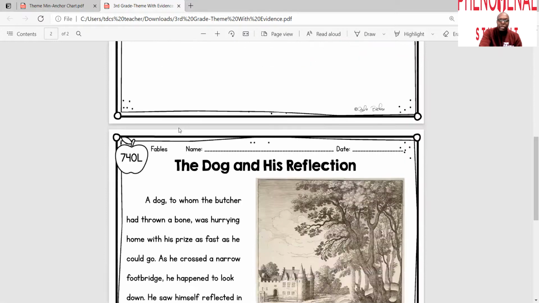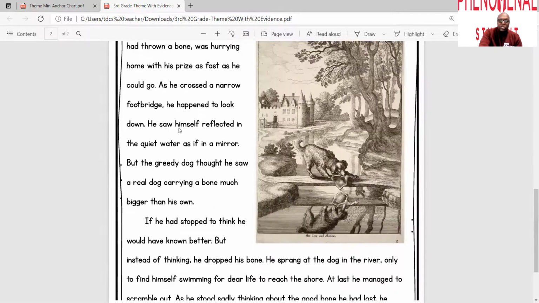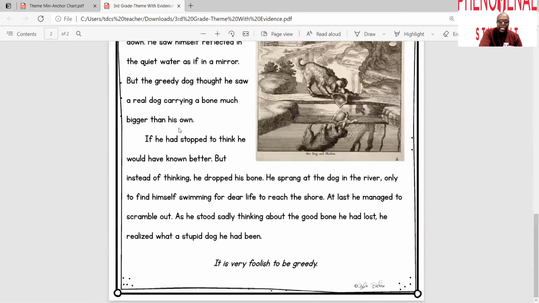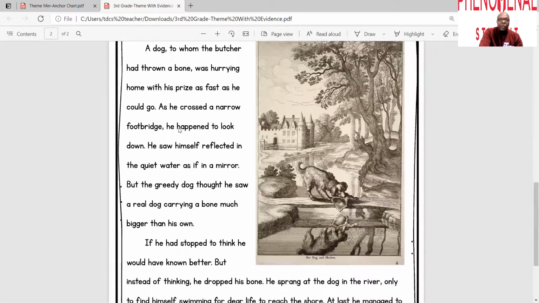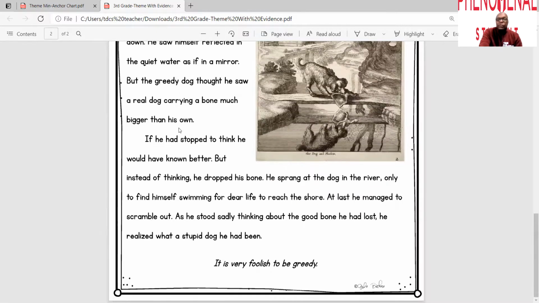All right, and then once we got done with that, the kids read The Dog and Its Reflection, and it says it is foolish to be greedy. So they would work on that by themselves and talk about why it's foolish to be greedy. And after the fact, when we went through and reviewed it, we talked about how the dog was very foolish jumping after the shadow and he wanted to get a bigger bone, but it really was his bone. So that's how he was being foolish.